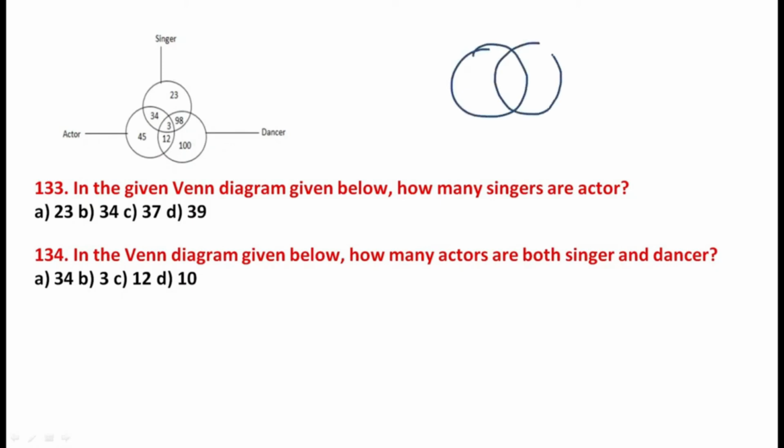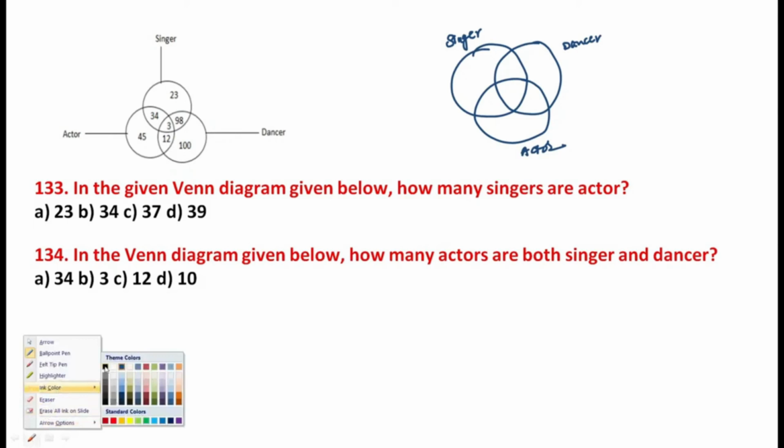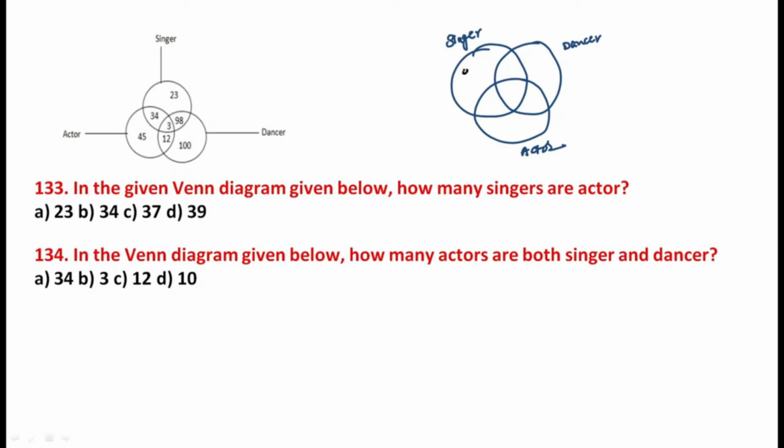We'll tell you the concept here. I just consider here the singer, here the dancer, and here the actor. Guys, I will tell you the whole concept here. If you understand the concept, you can solve all the questions. This portion is the representation for only singer. And this is the portion for only dancer.